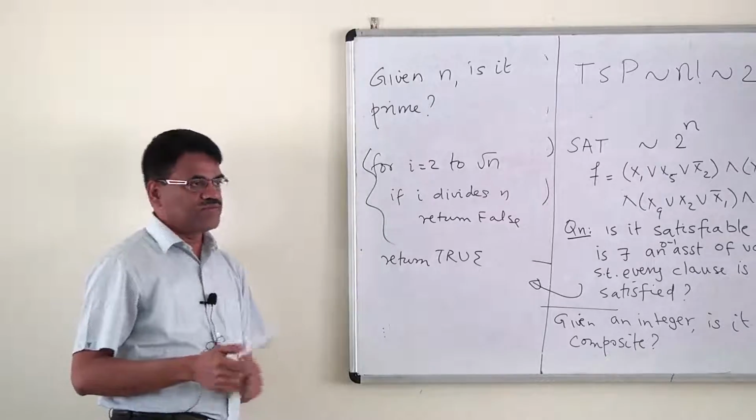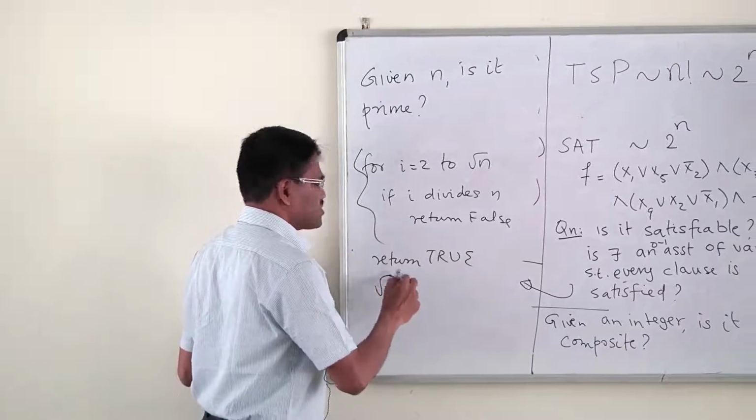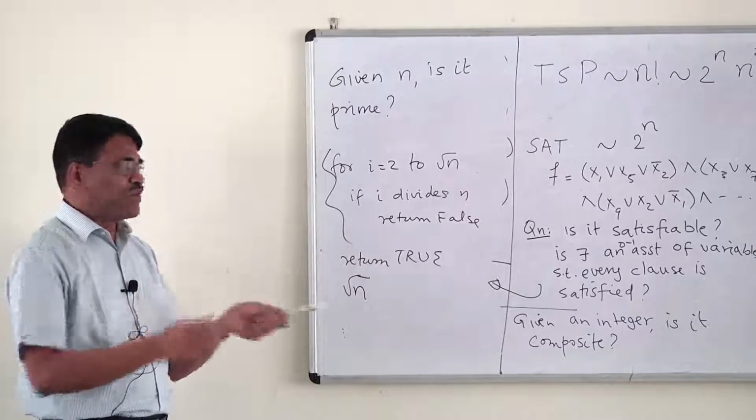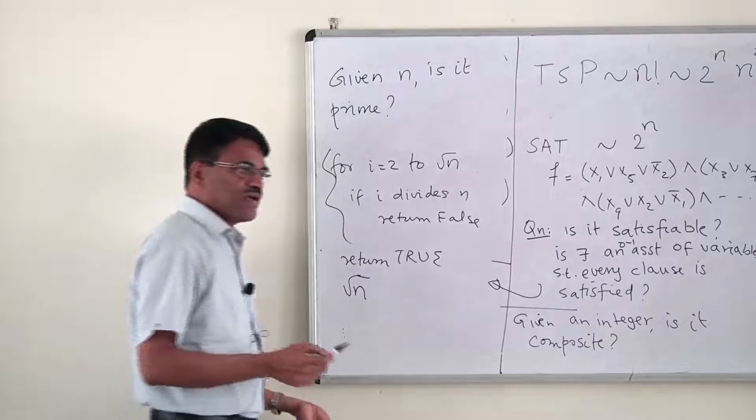Now, what is the running time of this algorithm? Square root of n, right? Square root of n divisions. When you say running time, we are talking about some basic CPU operations. In this case, it's a division. It's about root n time. Is it a polynomial time algorithm?